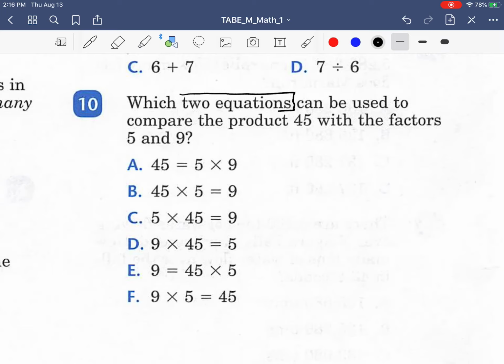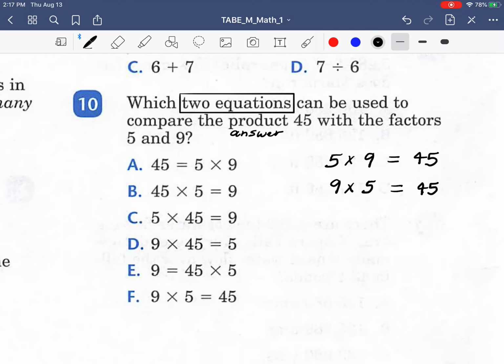Which 2 equations can be used to compare the product 45 with the factors 5 and 9? The product 45. If you know that the product is the answer, you've got this one, I think. The product is the answer, so the answer is 45. We're looking for 2 things that equal 45 using 5 and 9. So 5 times 9 is 45, or 9 times 5 is 45. Those are the 2 that I'm looking for.